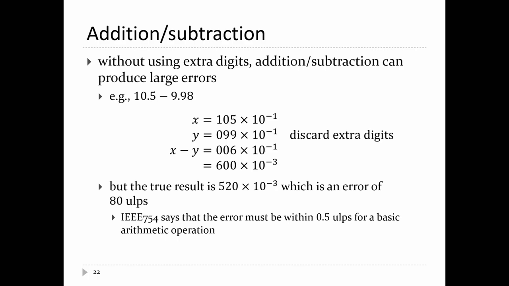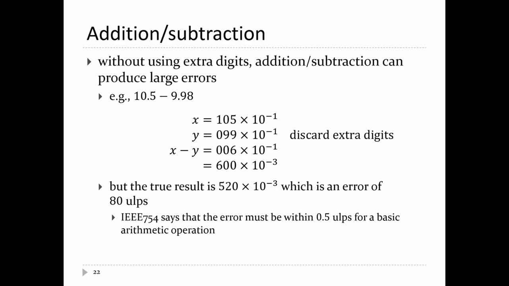Now this 9.98 becomes 99.8 times 10 to the minus 1. So if you are in the situation where you can't keep that 0.8, I have to get rid of it somehow. So we throw it away, and now you compute the difference. You get 6 times 10 to the minus 1, which is 600 times 10 to the minus 3. What's the true answer here? So 10.5 minus 9.98, its true answer is 520 times 10 to the minus 3.